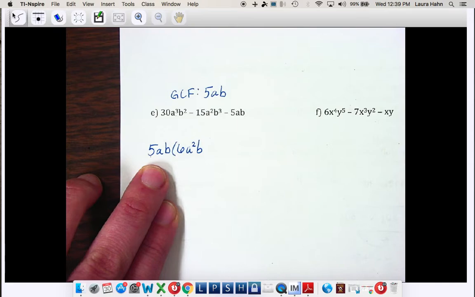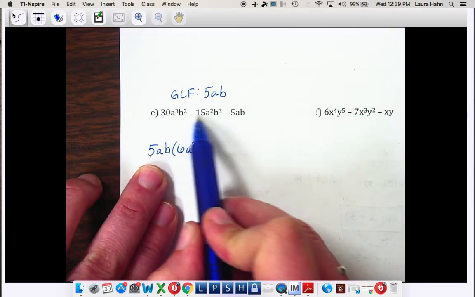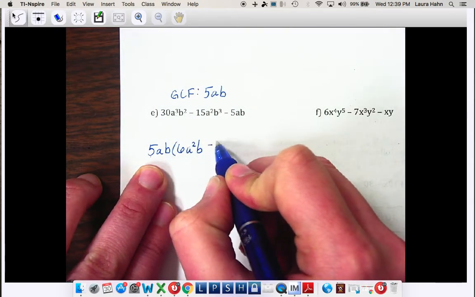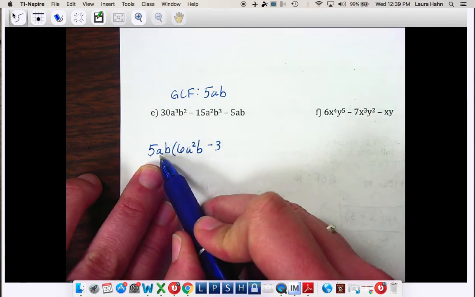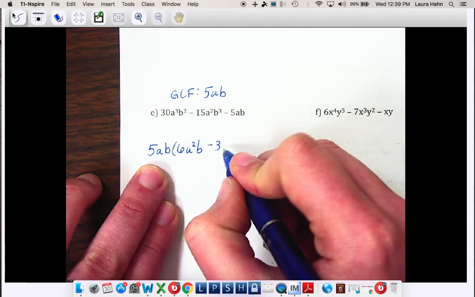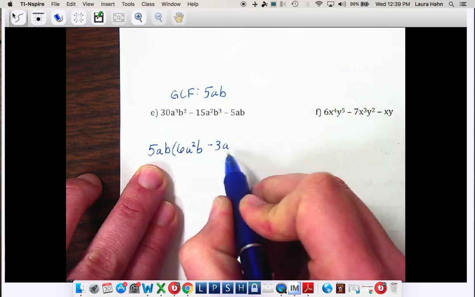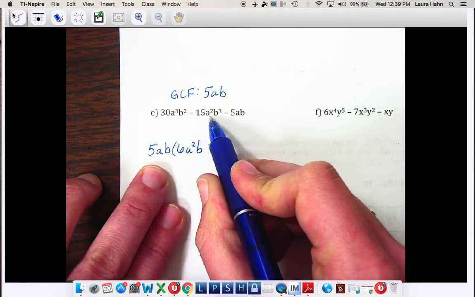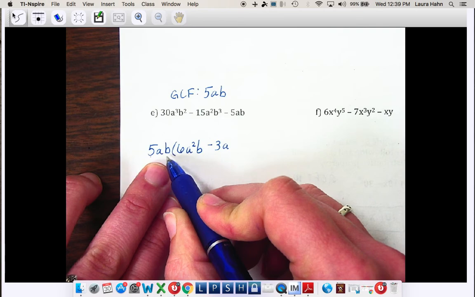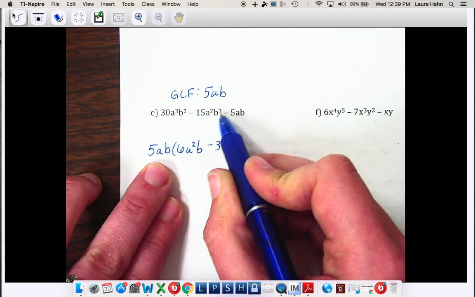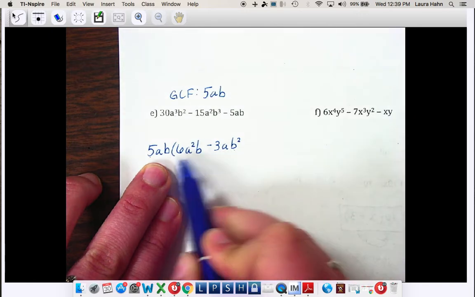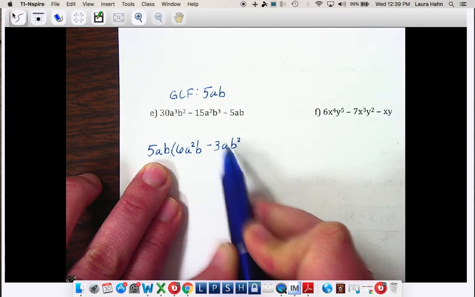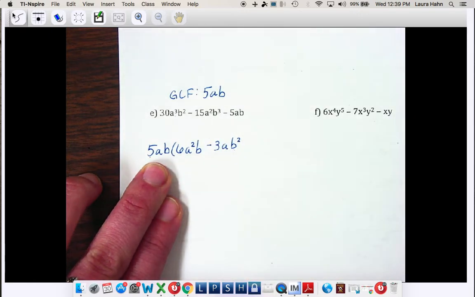Let's do the middle. 5 times what would give me negative 15? 5 times negative 3. Now let's look at our variables. A times what would give me A squared? A times A, because I need 2 A's being multiplied together to give you A squared. B times what would give me B cubed? B squared. You see how we have 3 B's being multiplied together? That gives you the B cubed.